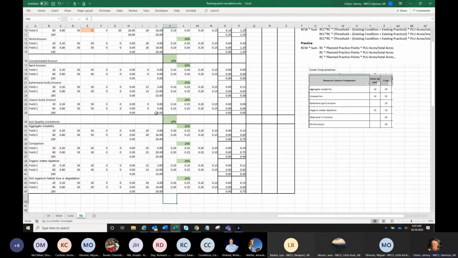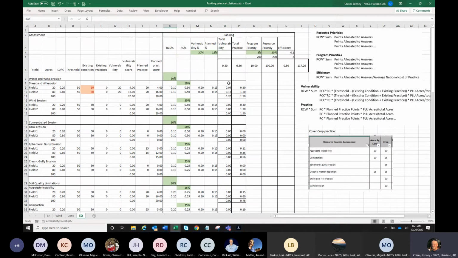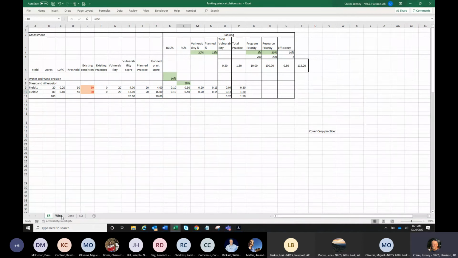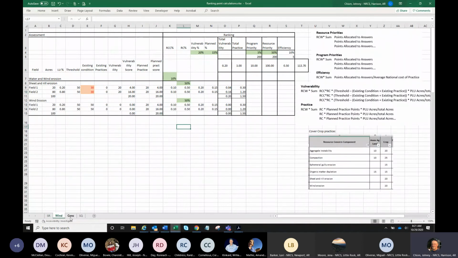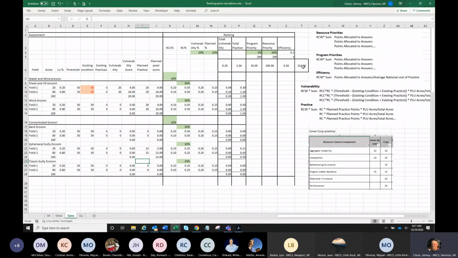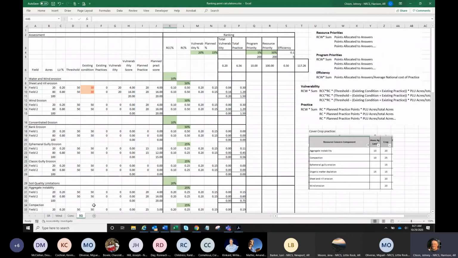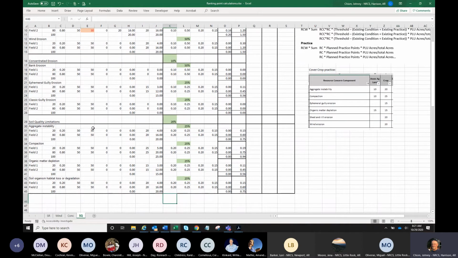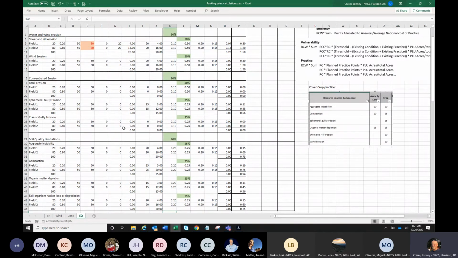So now he's doing one practice on both fields. We assessed only sheet and rill erosion, we come up with 112 points. We add wind erosion, we're up to 113. We add concentrated erosion, we're up to 114, and we're adding soil quality, and now we're up to 117 points. The only difference is the resource concerns that we assessed. So it's very critical that those be consistent from one field office to the other.